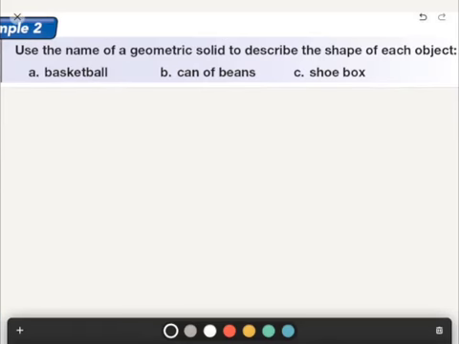All right, so let's think about some of these. Use the name of a geometric solid to describe the shape of each object. And if you're watching the video in class, maybe stop the video for a second and let people in class answer this. I'll take one deep breath. Let you do that.